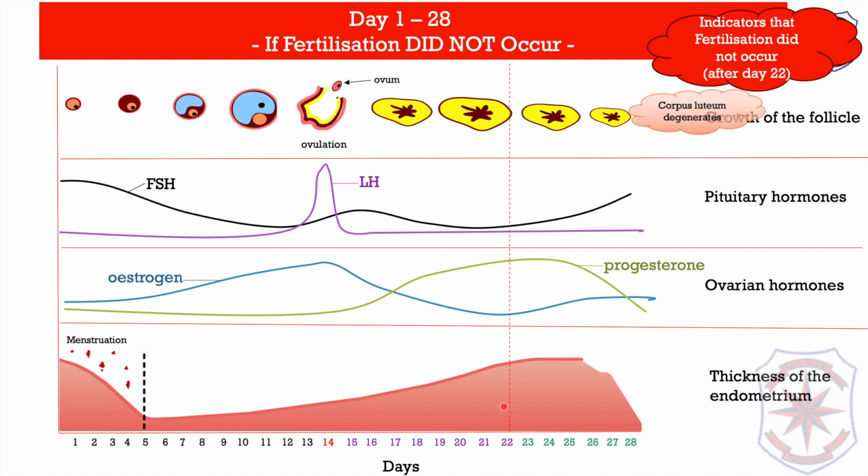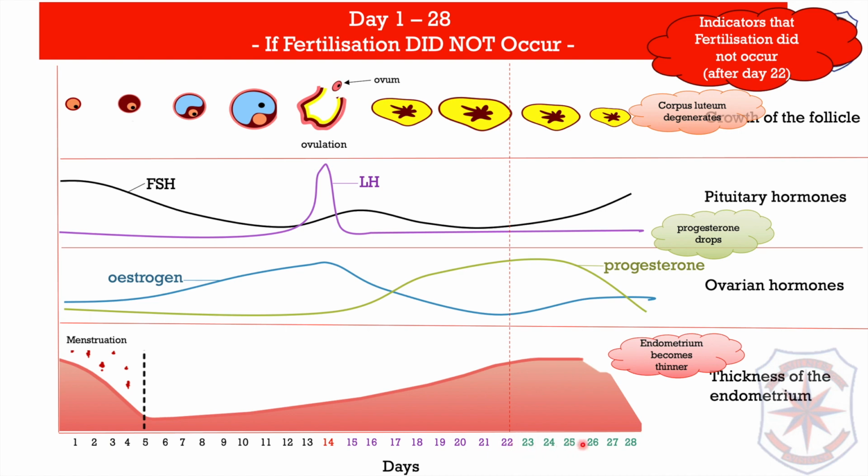Like we said, the corpus luteum will start to degenerate. And when the corpus luteum degenerates, remember which hormone does the corpus luteum produce? Progesterone. When the corpus luteum degenerates, then it means the progesterone levels will drop. So firstly, look out for the degeneration of the corpus luteum. If you don't see that, look at if there is any drop in progesterone levels after day 22. That's your second indicator.